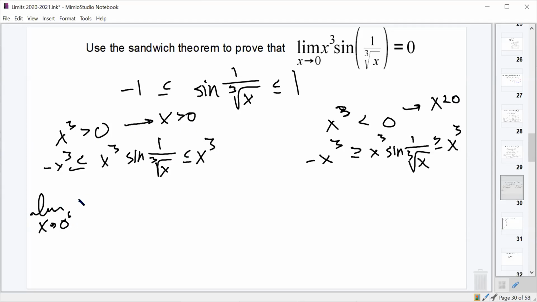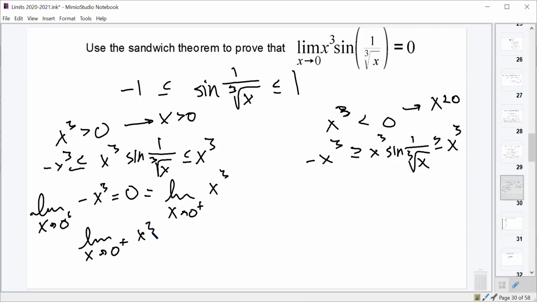So we're going to approach 0 from the right of negative x cubed, which is 0. And we're going to approach 0 from the right of positive x cubed, which is also 0, which should tell us that the limit as x approaches 0 from the right of x cubed sine of 1 over the cube root of x is also equal to 0. And on this side, when we're doing the x cubed is less than 0 part, what are we going to have to do? We're going to have to do a limit as x approaches 0 only from the left.